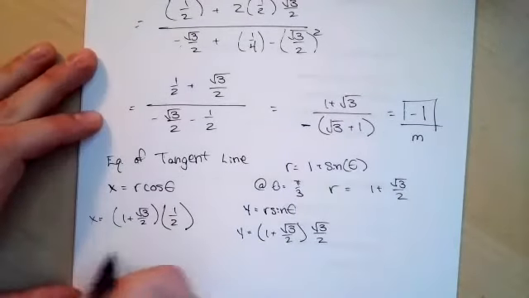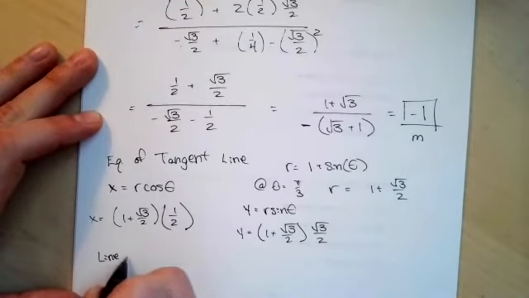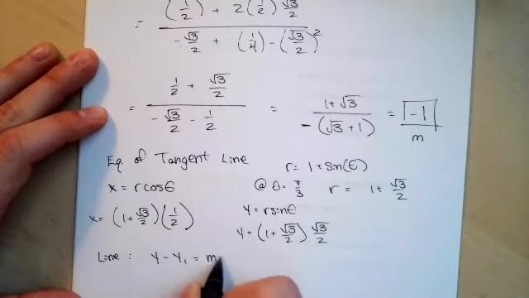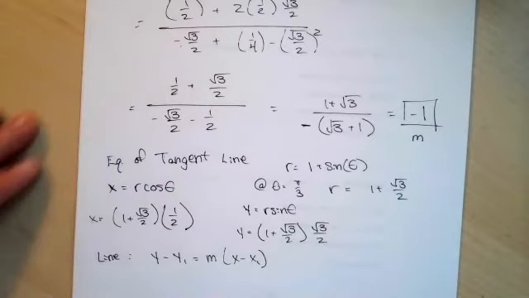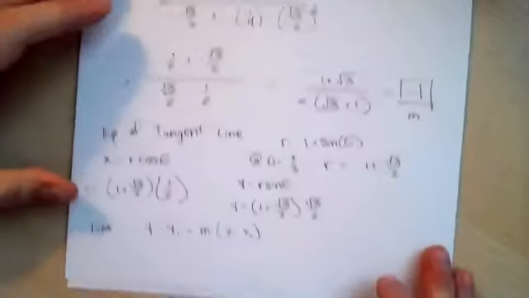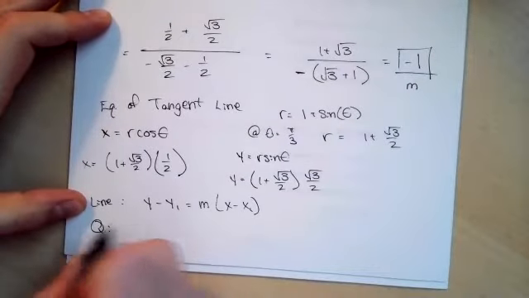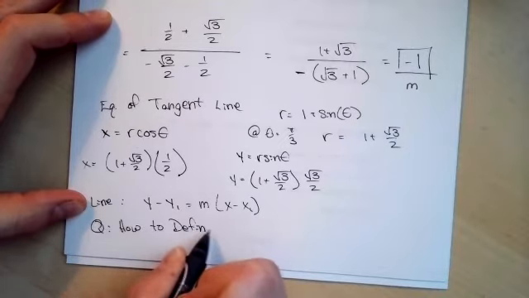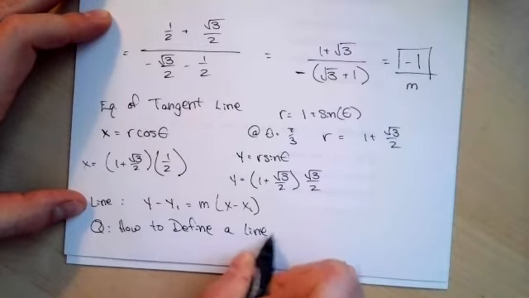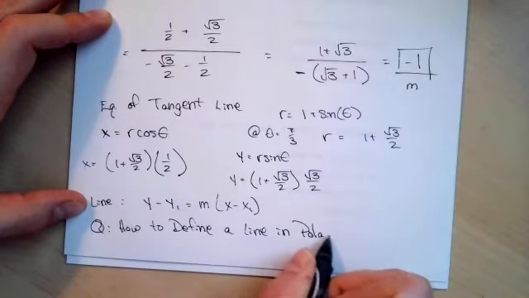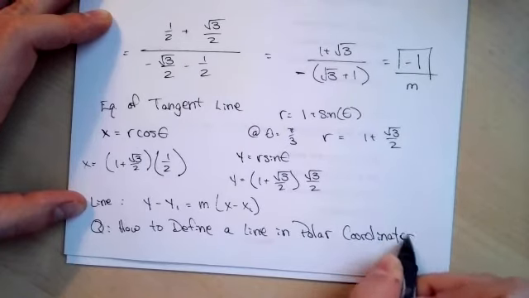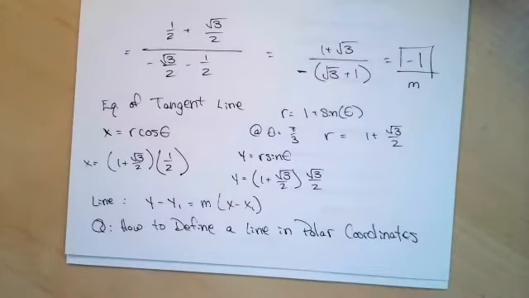Work out the arithmetic, and now we know that our line is going to be given by, you can use point slope form, y minus y1 equals m times x minus x1. That would give us the rectilinear equation. And then my question, maybe to leave for you guys, would be how to define a line in polar coordinates. It looks a little more wonky and it's kind of hard to do.